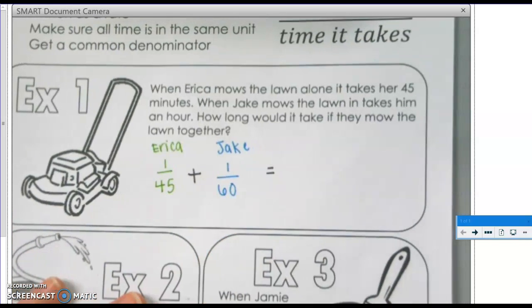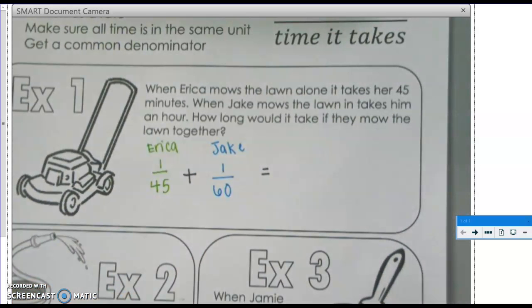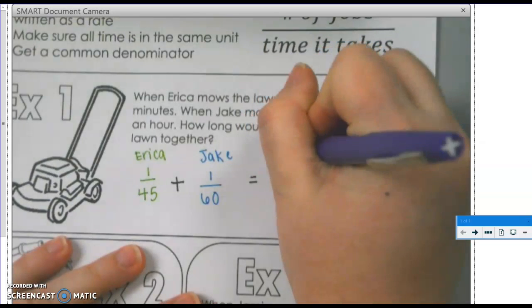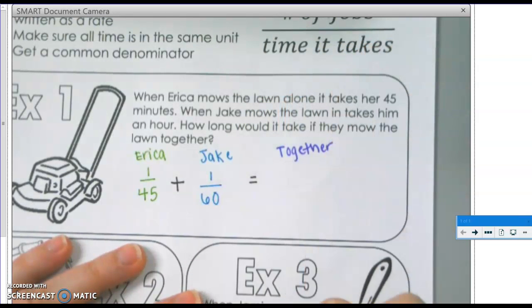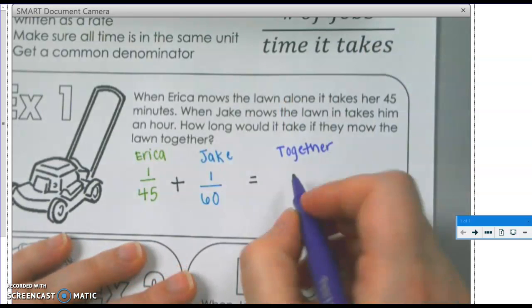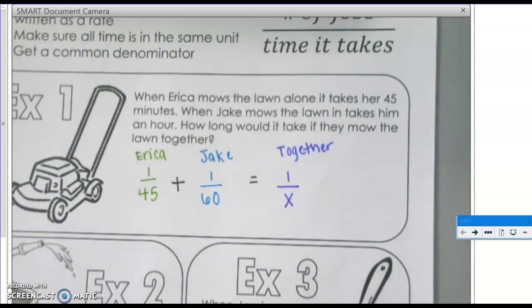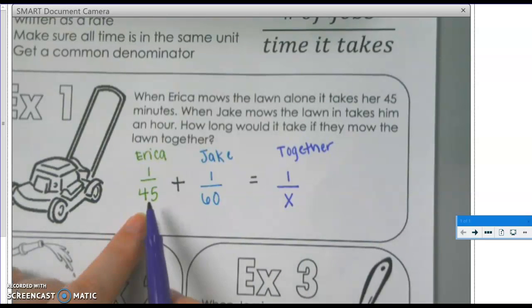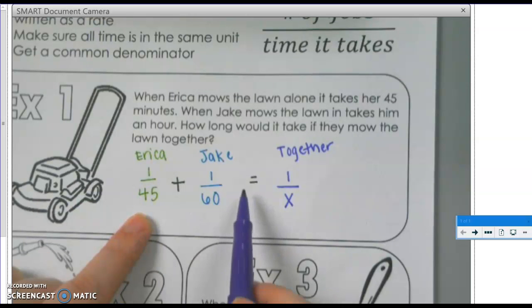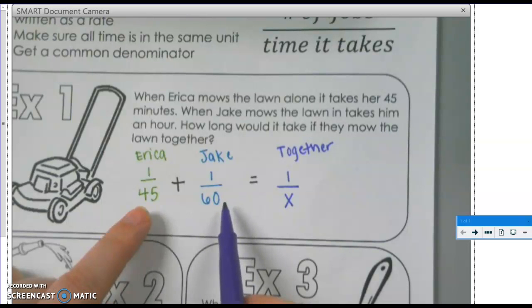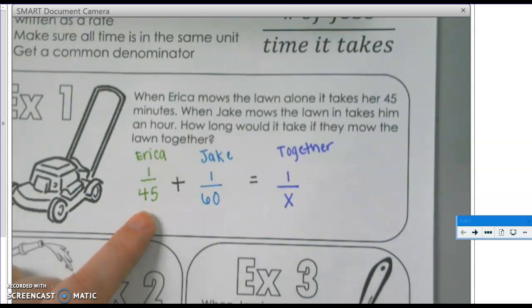There's only two people working together, but the new rate is what we're solving for. We're solving for their together rate. It's still just one lawn, but we don't know how much time it will take them to work together. All right, so in this case, you can honestly type this whole thing into the calculator or Desmos. You would just want to make sure that your answer got left as a fraction. So I'm going to do it the long way.